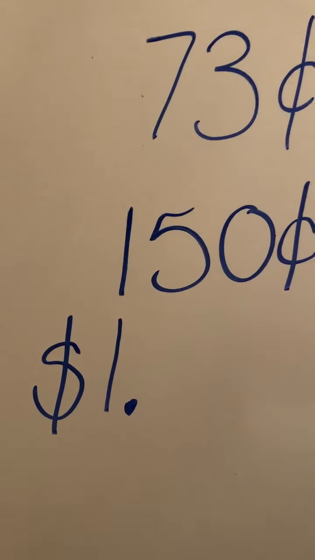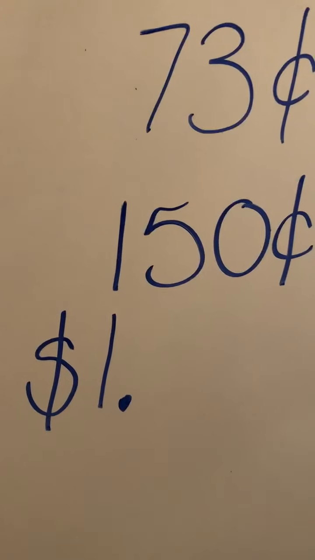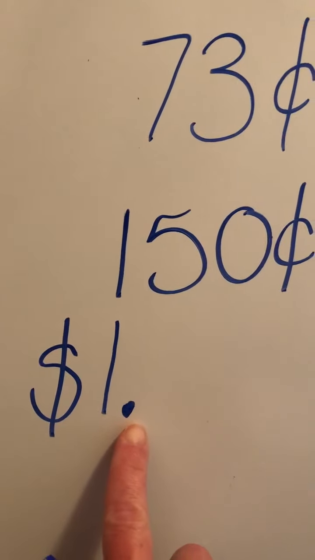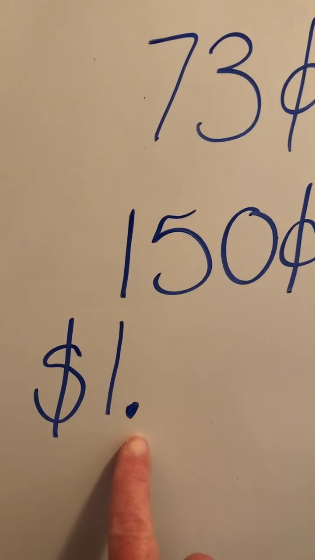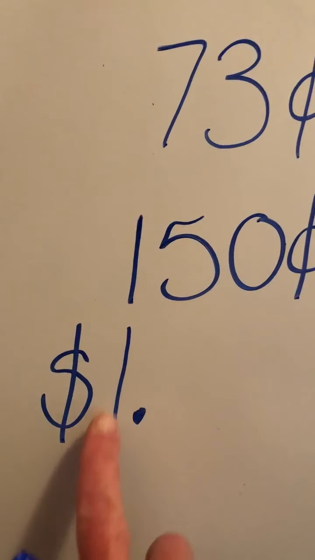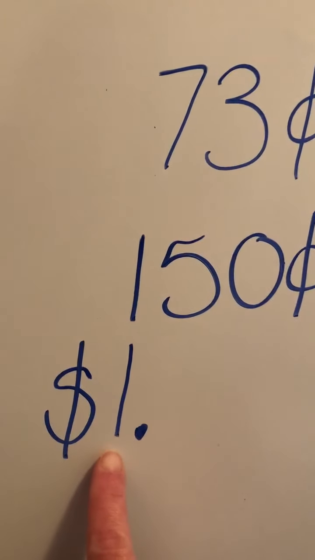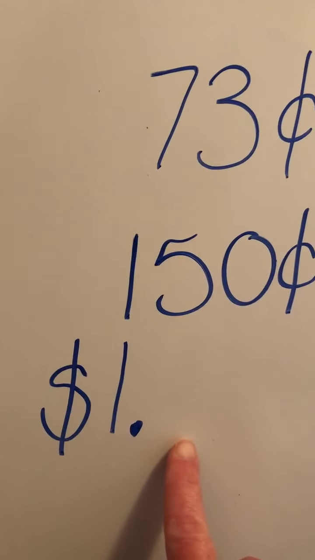Now we're going to put this little sign called a decimal. You might be thinking, that looks like a period to me. That's basically what it is. It's just a dot, but in math, it is called a decimal. And a decimal divides the dollars from the cents. The dollars are on the left, the cents are on the right.